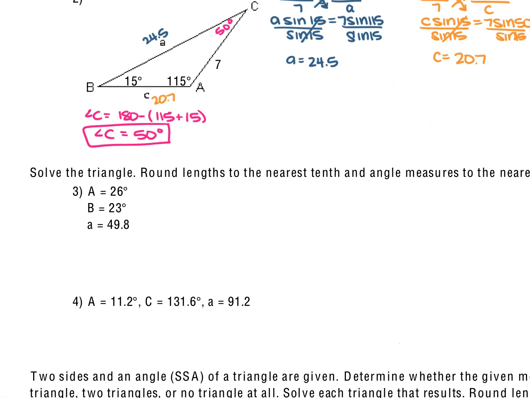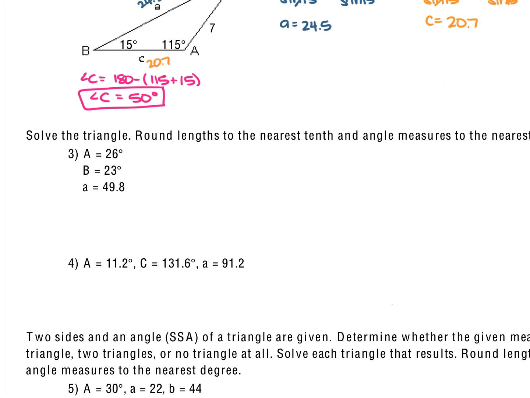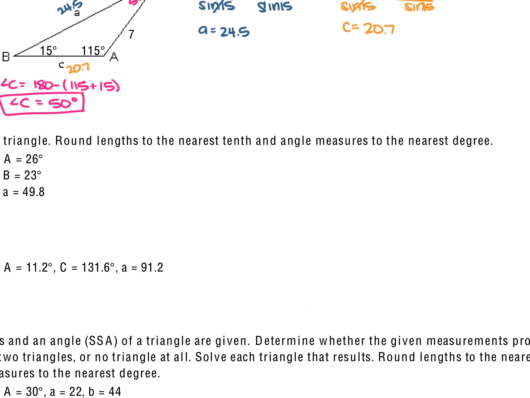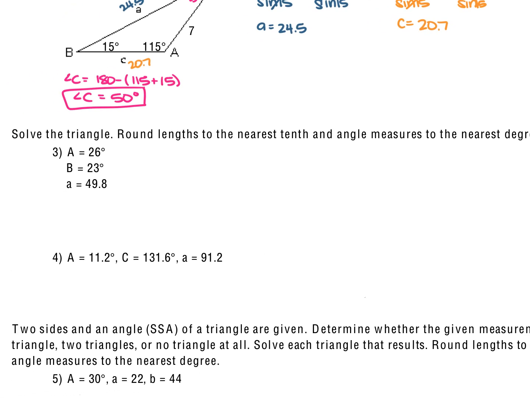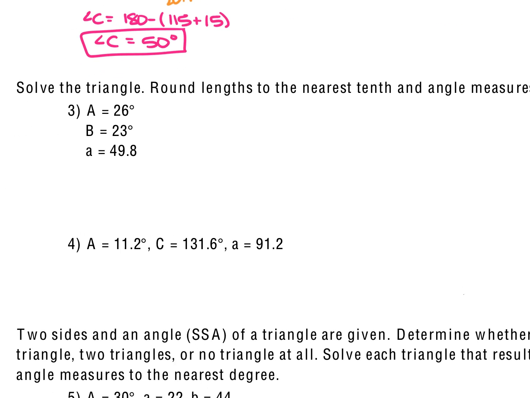The next part of your review tells us to solve the triangle, round lengths to the nearest tenth and angle measurements to the nearest degree. So for 3, we're given angle A is 26 degrees, angle B is 23 degrees, and side A is 49.8. So we're going to use the law of sines and start with sine 26 over 49.8 is equal to sine 23 over B.